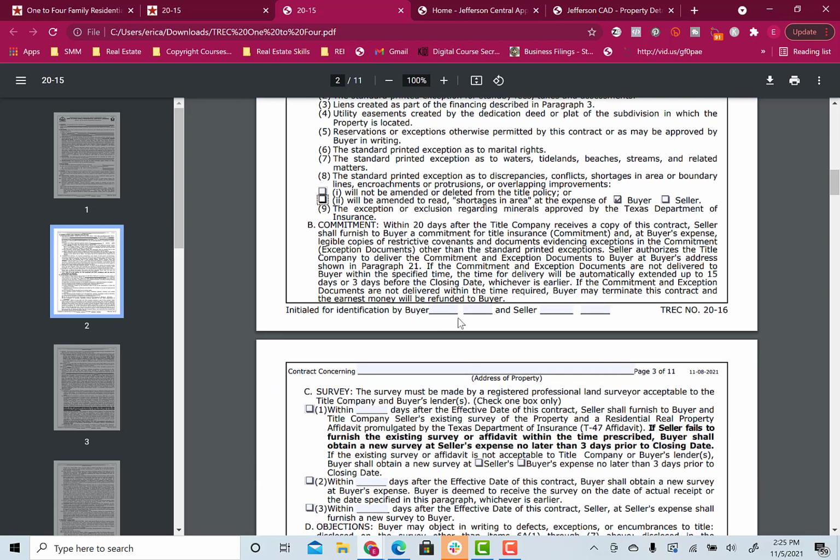The title commitment, this talks about the title company bringing, usually it happens within about a week. They'll provide you with a list of the title and if there's any exceptions that need to be made that they can't cover, and if there's any outstanding issues with it. So that's usually provided within about a week, but it can take longer. So it does say 20 days here.